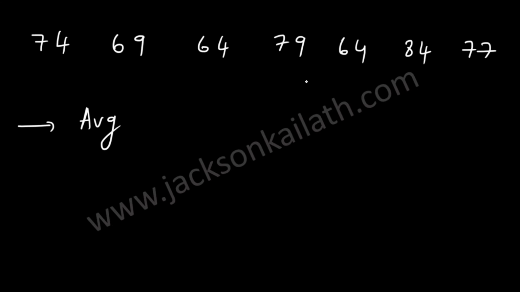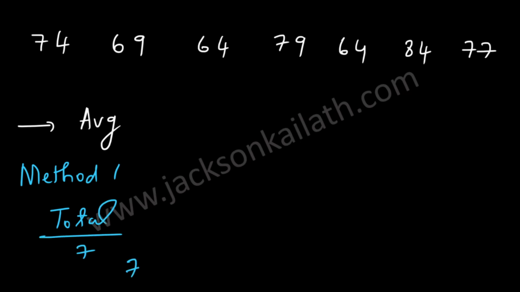So average is total by number of items, and over here you have 7 items. So the method 1 to solve this question would be total divided by 7, and if you do that you will get the answer as 73. All right, so that's pretty straightforward. You just need to add these and divide by 7.